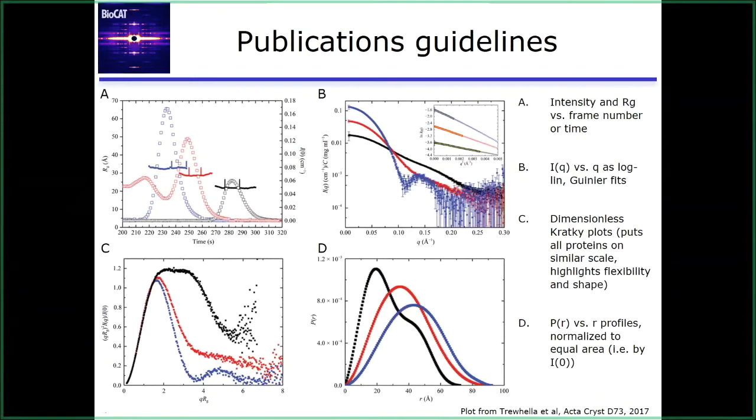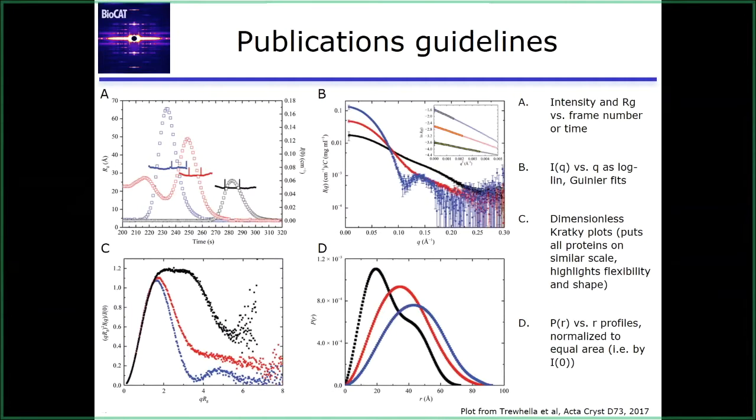And then they recommend you put the P of R function so that you can see that real space representation. You can see that it's coming down to zero nicely, that we don't have any aggregates or interparticle interactions showing up here. They recommend that you present these normalized by area, which means divided by I of zero. This should pretty much all look familiar.